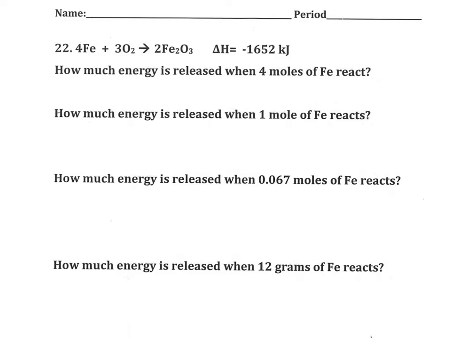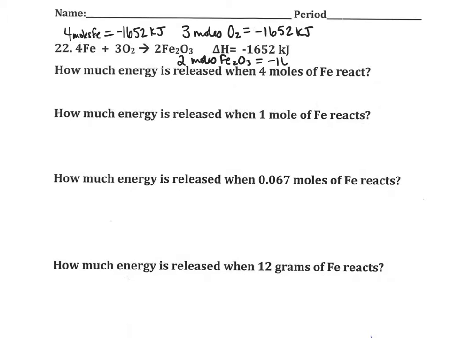Now, the problem is a little bit different when we have an equation. This is telling us that if we have 4 moles of iron, we're going to get 1,652 kilojoules of energy. It also tells us that if we have 3 moles of oxygen, we're going to get 1,652 kilojoules of energy. It also tells us that if we have 2 moles of iron oxide, that we're going to get 1,652 kilojoules of energy produced.